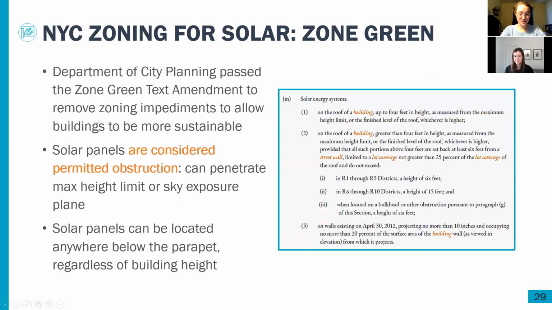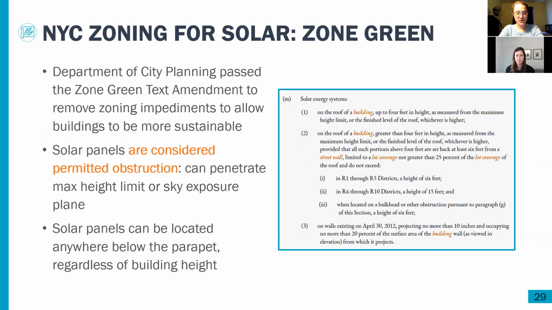So there was a question about zoning, so we'll go into zoning here. Zone Green, which was passed a few years ago, allows solar as a permitted obstruction to a point. So solar panels can penetrate the maximum height limit or the sky exposure plane up to 4 feet. And then if you have a canopy, it can penetrate it more than 4 feet as long as it's no more than 25% of the lot coverage of the roof.